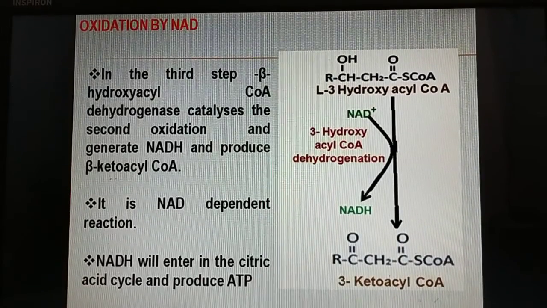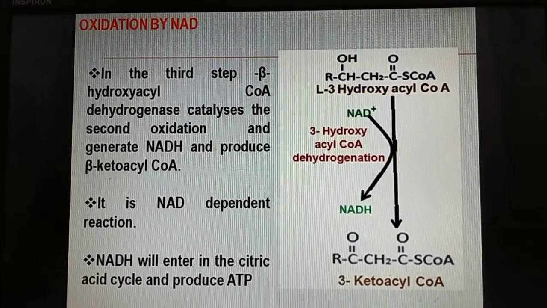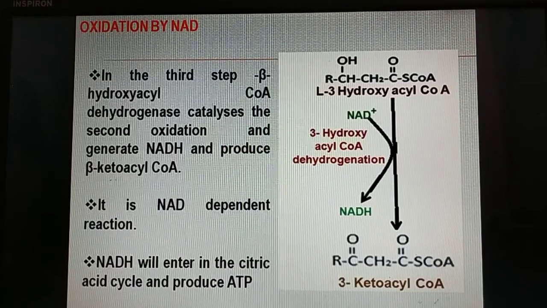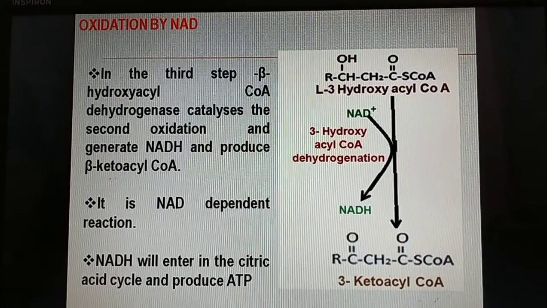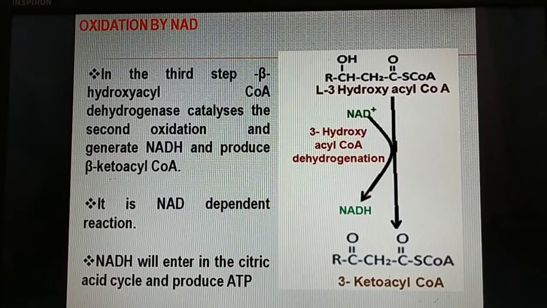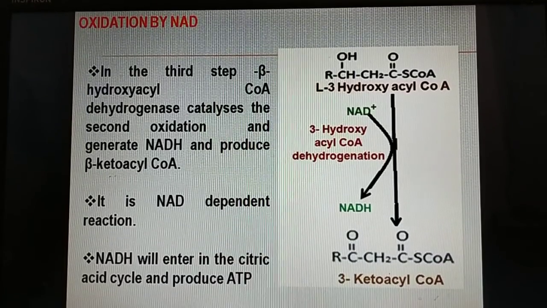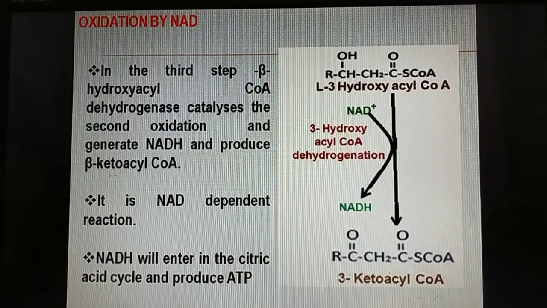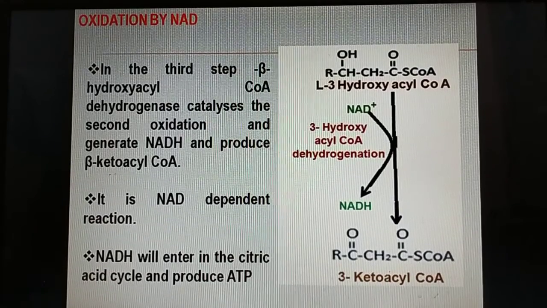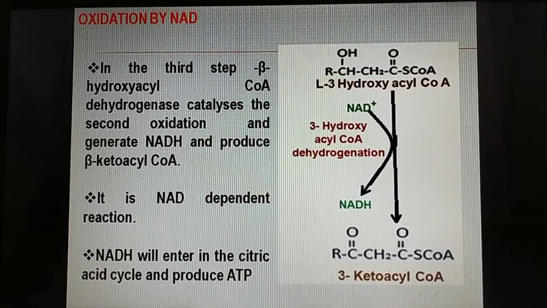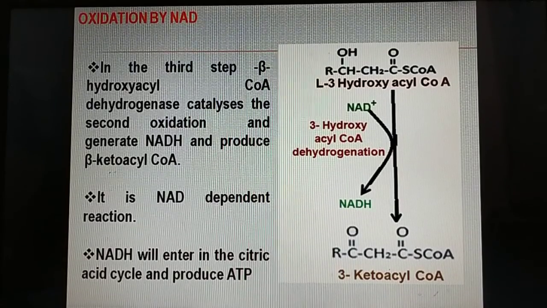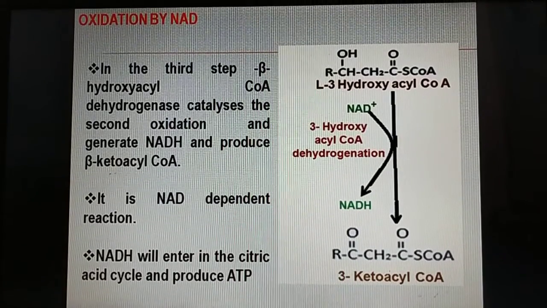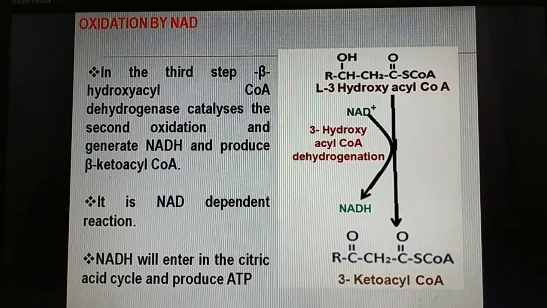Now, third is oxidation by NAD. In the third step, beta hydroxyacyl coenzyme A dehydrogenase catalyzes the second oxidation, generating NADH and producing beta ketoacyl coenzyme A. It is an NAD dependent reaction. NADH will enter the citric acid cycle and produce ATP. This is the reaction.